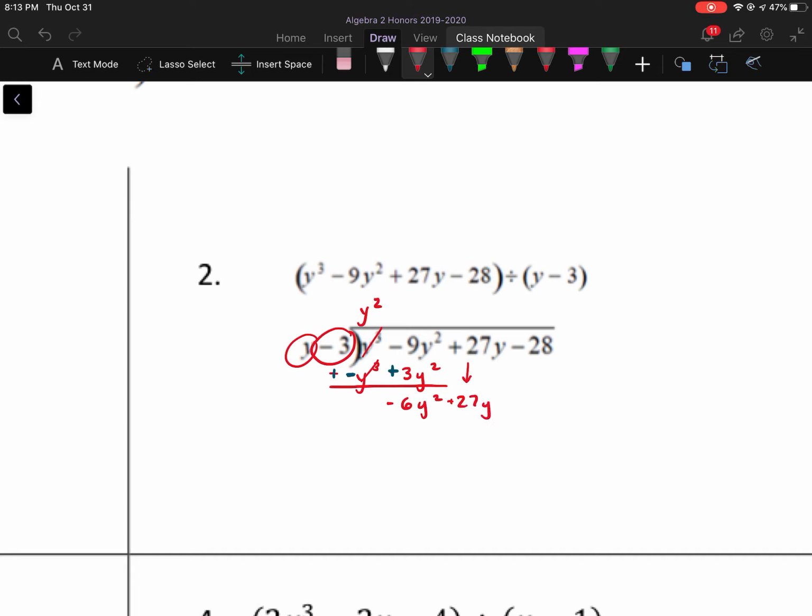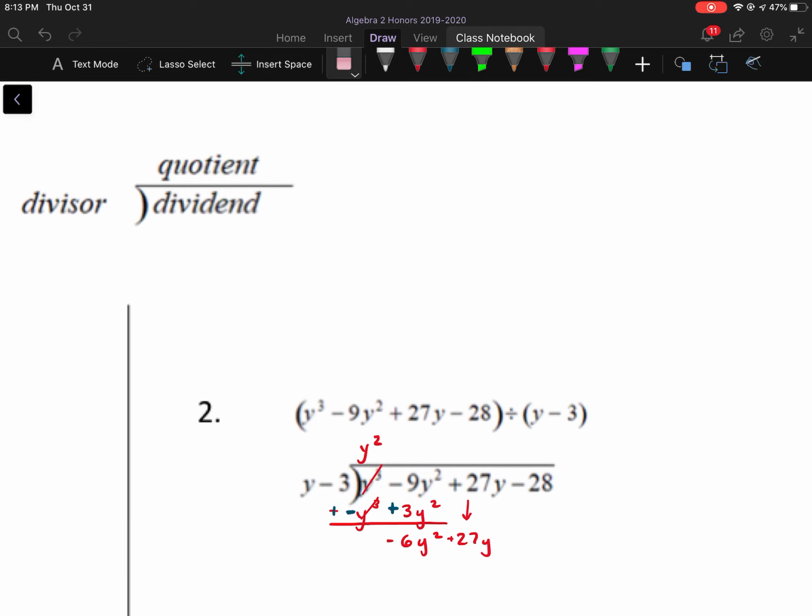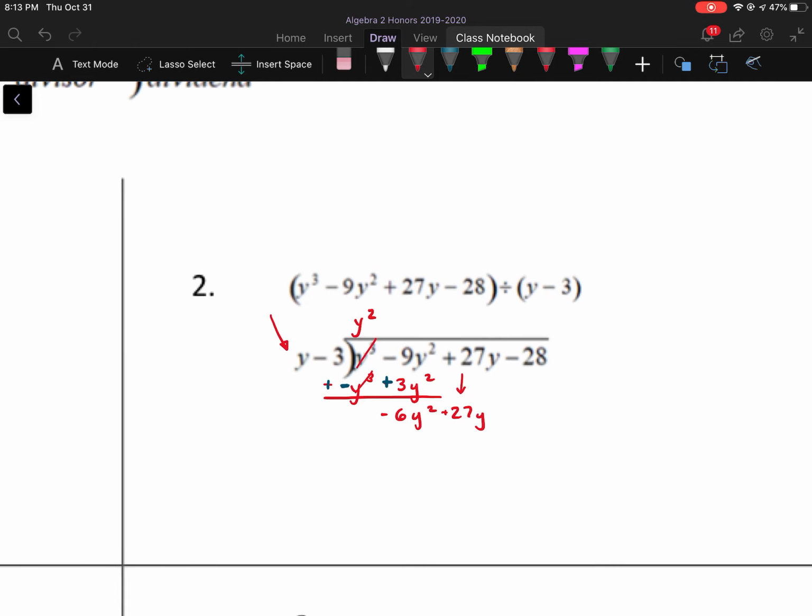And now we're going to start fresh again. Let's go back to my original and look at the divisor, my y minus 3. I want to try to get y minus 3 to become negative 6y squared plus 27y. So if I take y minus 3 and multiply it by negative 6y, because I want a negative 6y squared, let's see what that gives me.